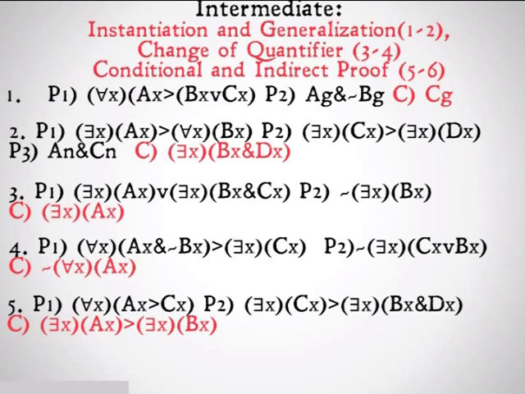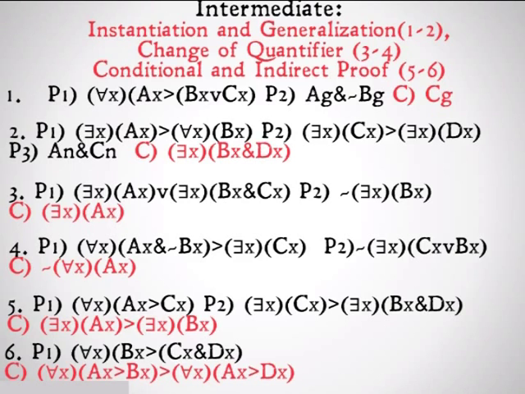And problem number 6: for all x, x is a B implies x is a C and x is a D. Therefore, for all x, x is an A implies x is a B implies for all x, x is an A implies x is a D.